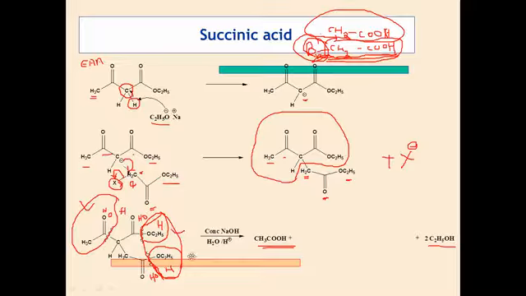Now what remains? See here, this is hydrogen, this is also hydrogen. So this is CH2, this is also CH2, with COOH and COOH. So here we will get another product, which is our main product. That is succinic acid. So there is a formation of succinic acid.